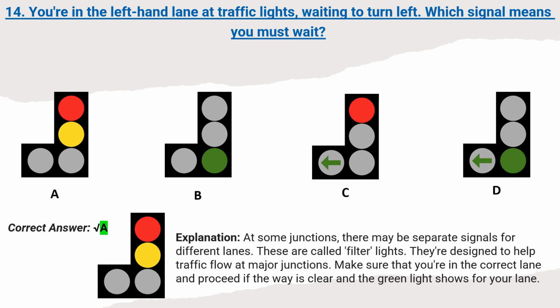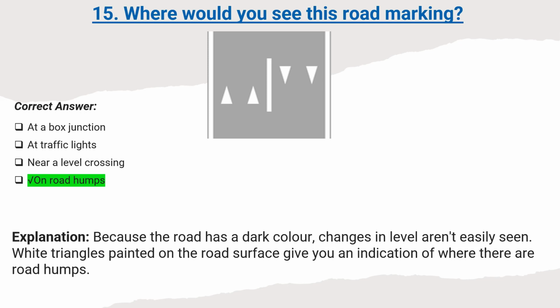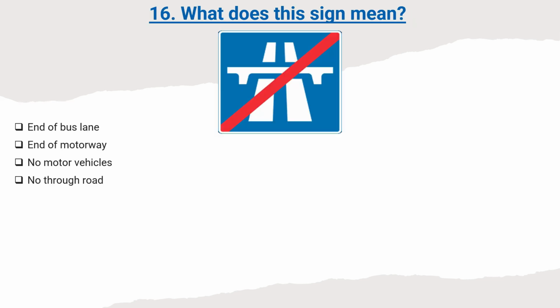15. Where would you see this road marking? At a box junction. At traffic lights. Near a level crossing. On road humps. Correct answer, on road humps. Explanation: because the road has a dark color, changes in level aren't easily seen. White triangles painted on the road surface give you an indication of where there are road humps.